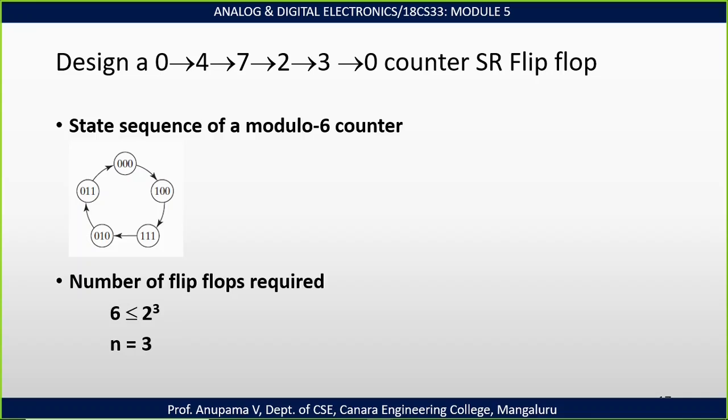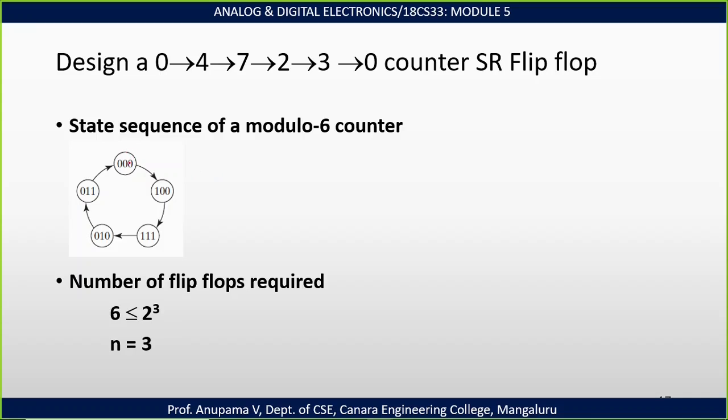What is the first step? Write the state sequence diagram. State sequence diagram is 0. Next, what is the next state of 0? 4. What is the next state of 4? 7. What is the next state of 7? 2. What is the next state of 2? 3. What is the next state of 3? 0. So, this is the state sequence diagram.